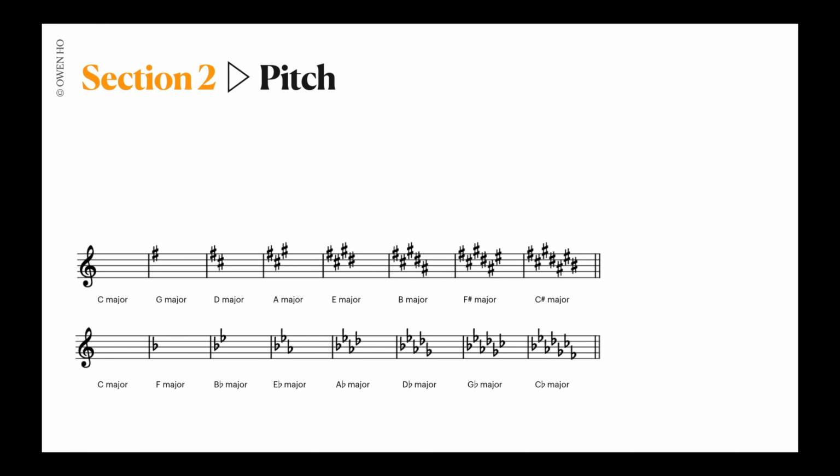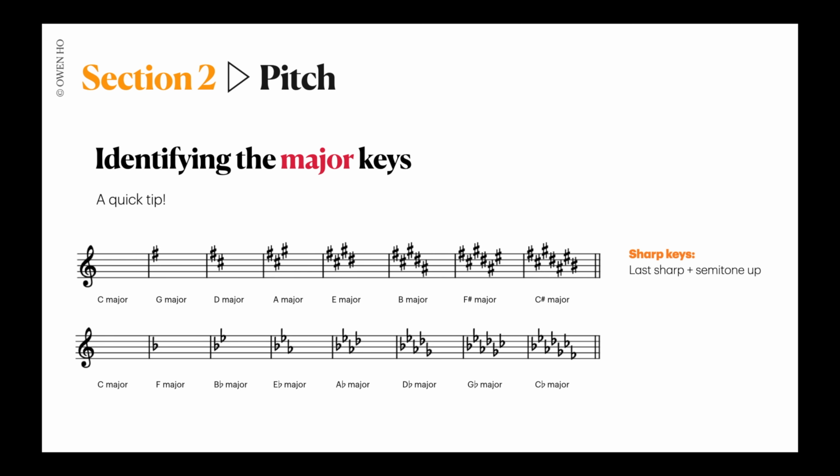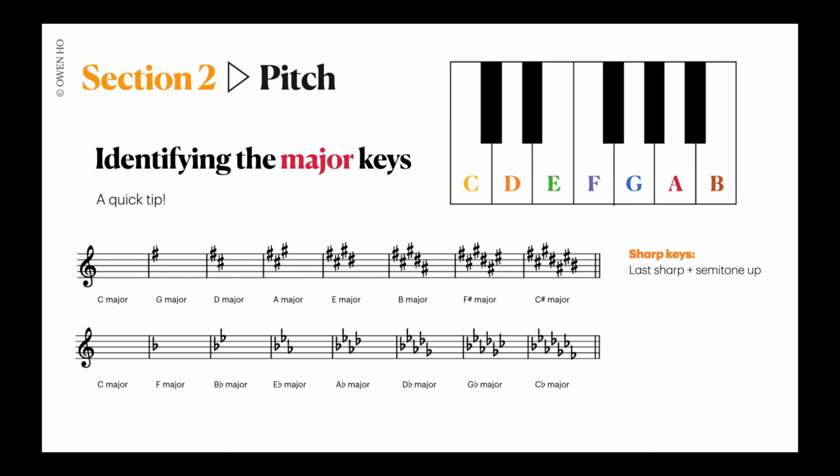Now, instead of memorizing them all, which will probably take you some time, there's actually a quicker way to do it. And here's how. To identify the major keys, for those with the sharp accidental, what you can do is to look for the last sharp and go up by 1 semitone, and that will tell you what major key you are in. For example, let's look at the G major. The last sharp here is the F sharp, because it's the only sharp here anyway, and if you go up by 1 semitone from F sharp to G, that will be your G major.